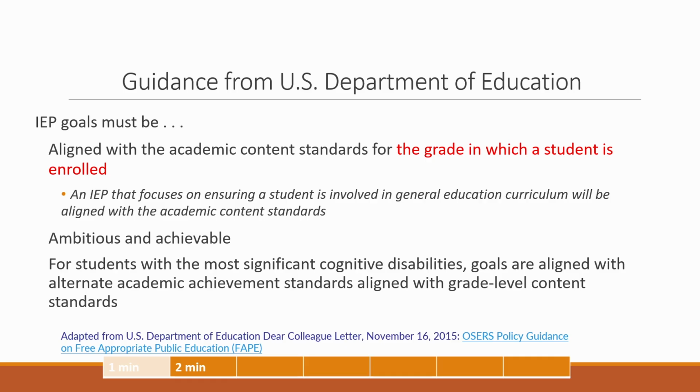For students with the most significant cognitive disabilities, intellectual disability, traumatic brain injury, educational autism, think of level 3 or really complex support needs, the goals are aligned with alternate academic standards and aligned with the grade level content standards.